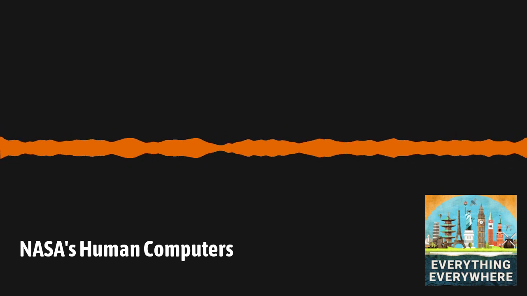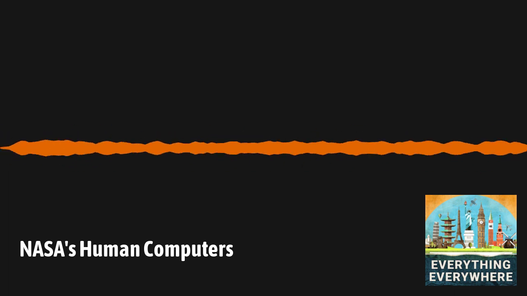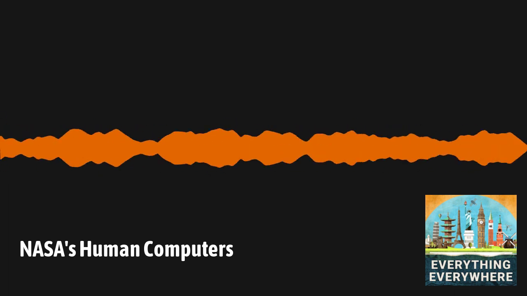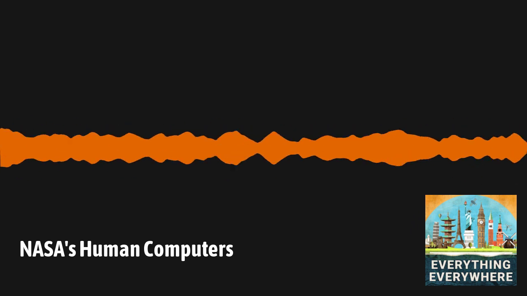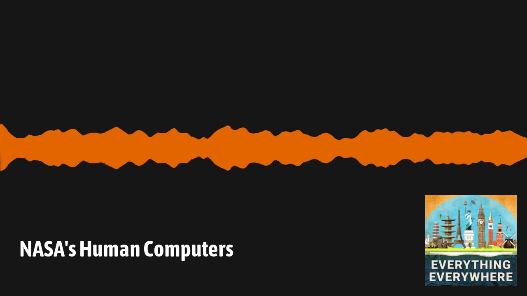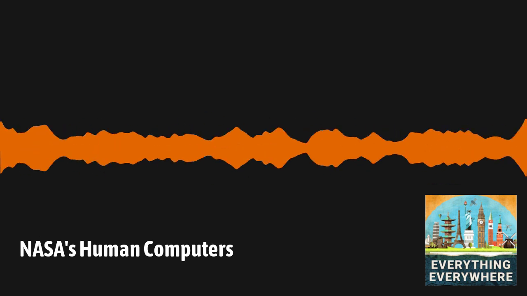The other woman who started her career as a computer that I should mention is Sue Finley. Sue Finley began her career at JPL in 1958 in the computer pool, and still works at JPL today. Today, she's an engineer on NASA's Deep Space Network, which is the system that communicates with interplanetary spacecraft.